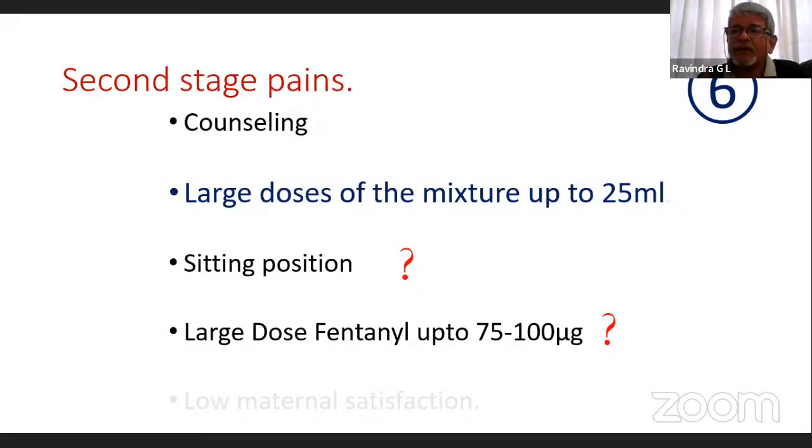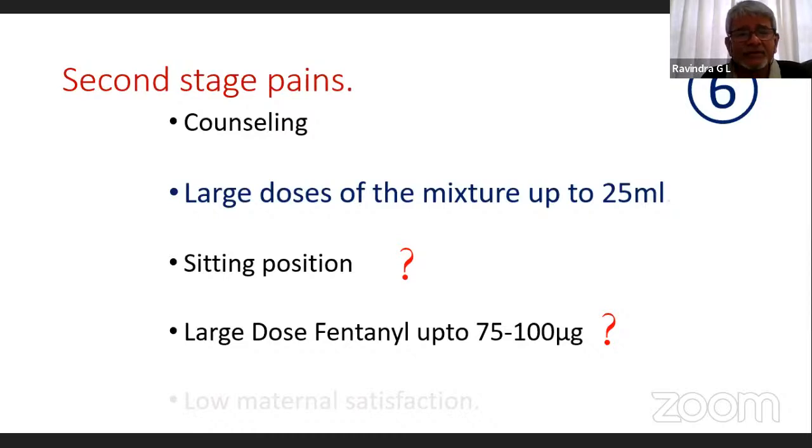There are two other things which are controversial topics. Number one, whether sitting position is helpful for the management of second stage pains or not. The gravity spread of the local anesthetic in the epidural space is always questioned. I know it. But in practice, if you inject the mixture into the epidural space in the sitting position, make the patient sit up and inject, and maintain a sitting position while injecting, some preferential spread to the caudal definitely occurs. And this is being used, and in practice, that has helped me very much as well. I make the patient sit up and give my dose in second stage.